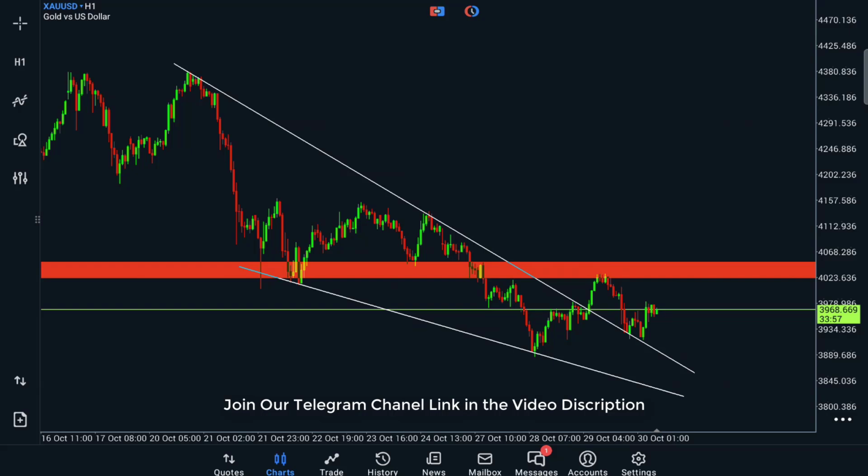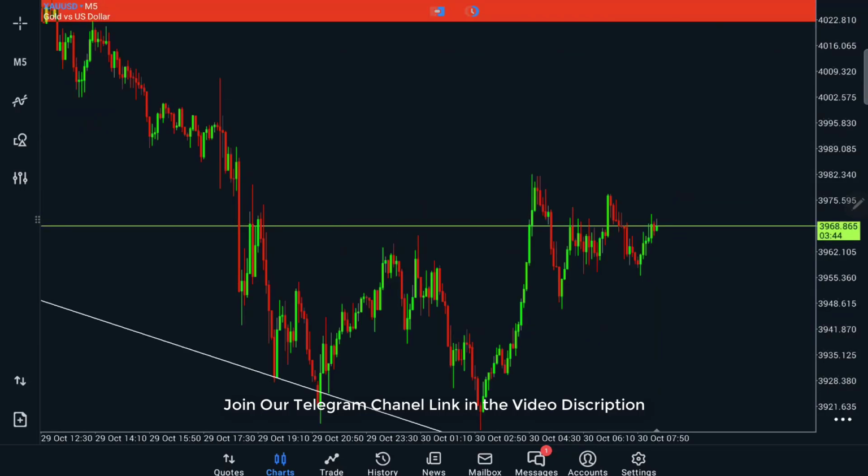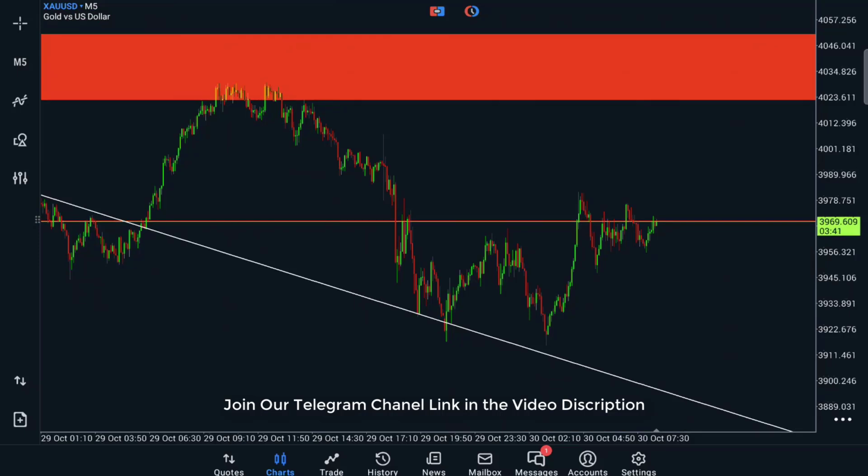As per our analysis, the market just gave us a pullback here, breakout, pullback, and again it may go up. And if you want to take a scalping entry on the 15-minute or 5-minute time frame, let's get back to our favorite 5-minute time frame to take a scalping entry.